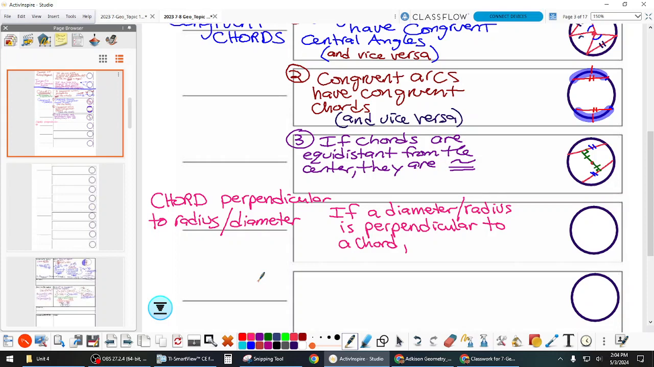So if a diameter, or maybe it's just a radius, is perpendicular to a chord, see if you remember this word, I think you will. It bisects the chord. What does bisect mean? Yeah, so it divides in half or two congruent pieces. You got it.